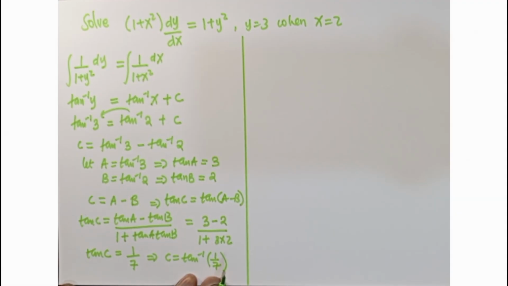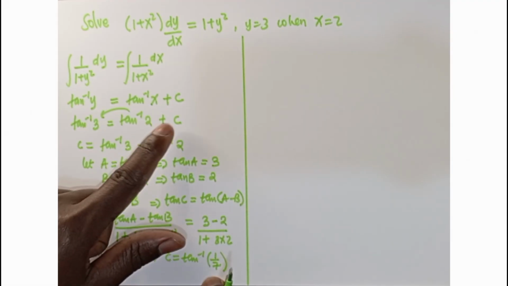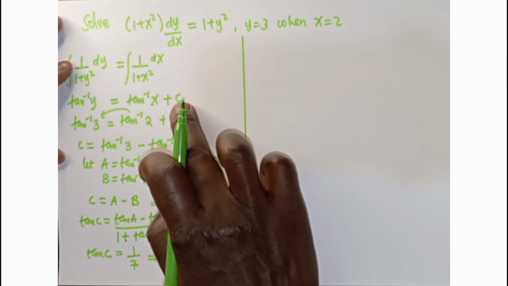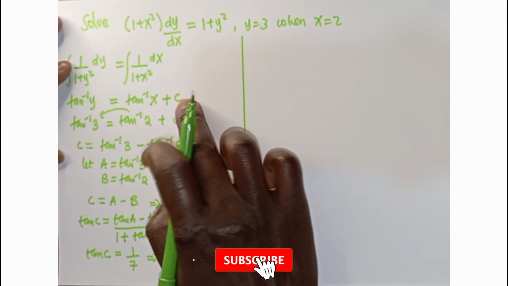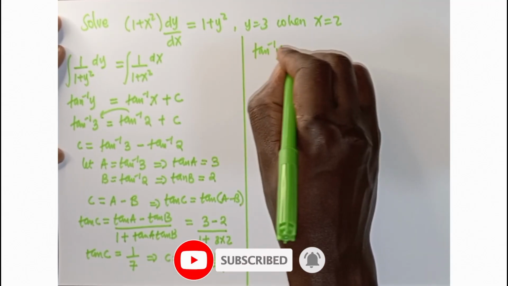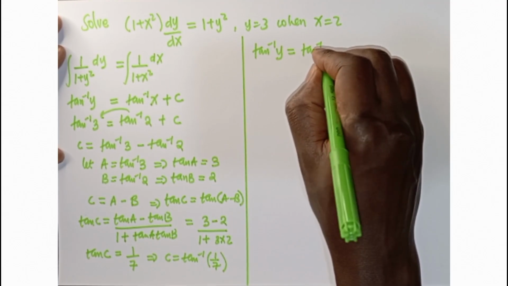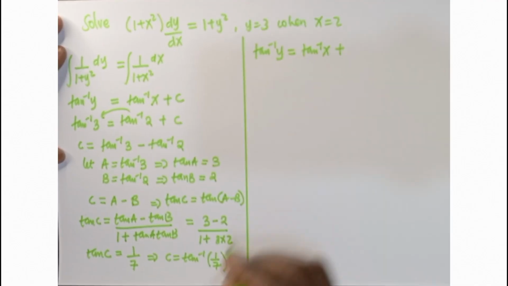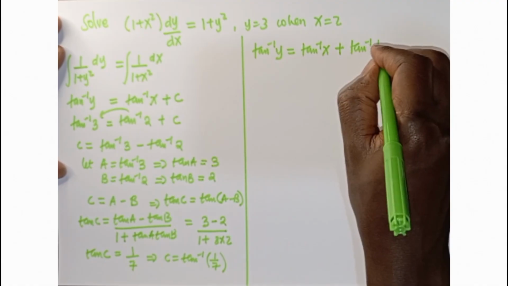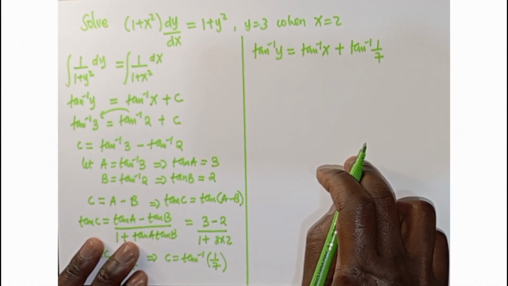After having C, we have to put it back. Putting it back in our expression, we shall have tan inverse of y, which was equal to tan inverse of x plus c, which is tan inverse of 1 out of 7. Now we can go further and simplify this.